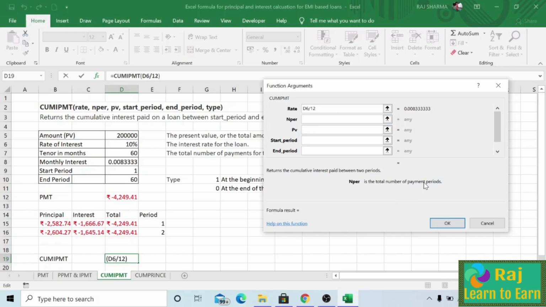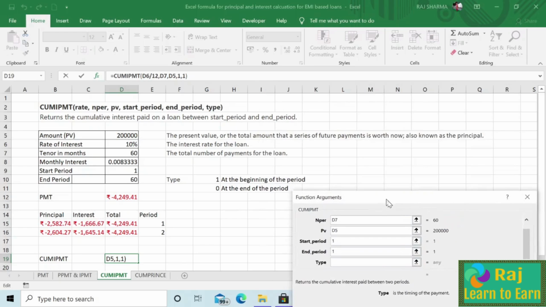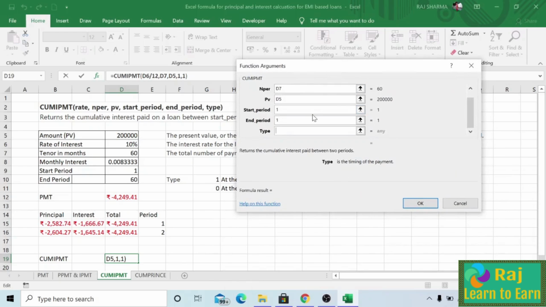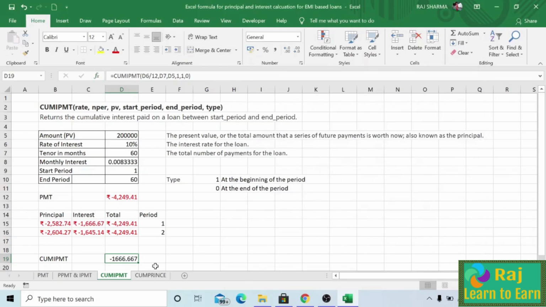Then NPER is the total number of payment periods. So now let us do it for the first year. You have to take the total period as 60, and then the present value is 2 lakhs, and the start period. Now let us try to work it out for the first month. So the first month, and the end period is also the first month, and the type is 0, since we are charging the interest at the end of the period. So you can see the interest paid in the first month is 1666.67, which is tallied from here.